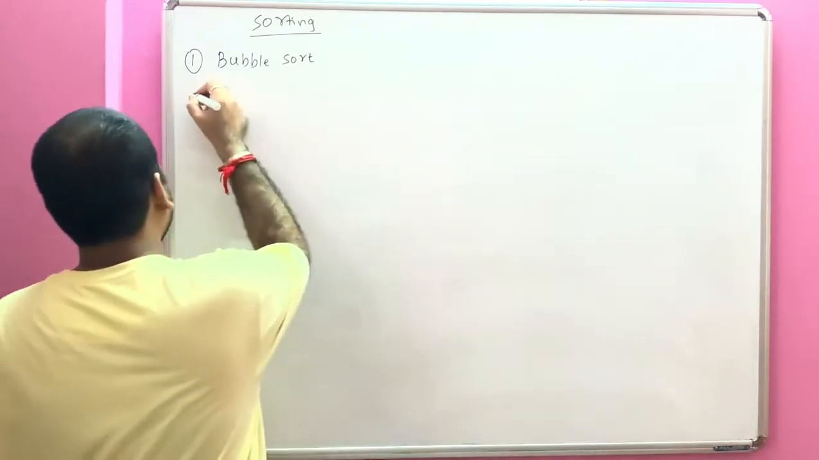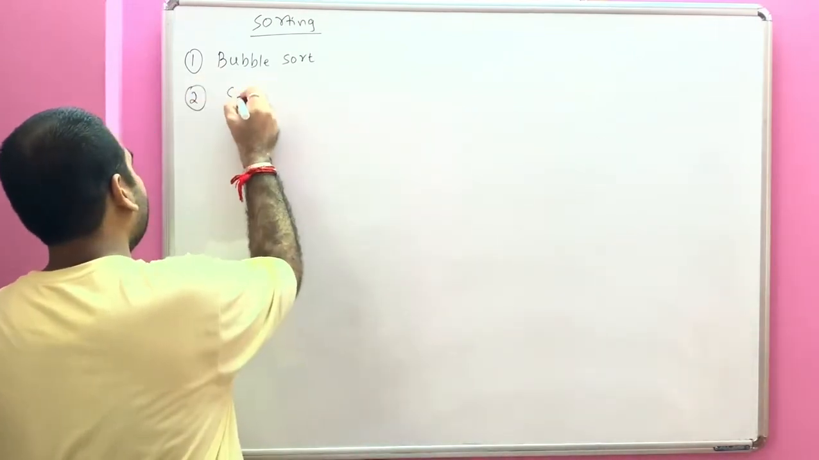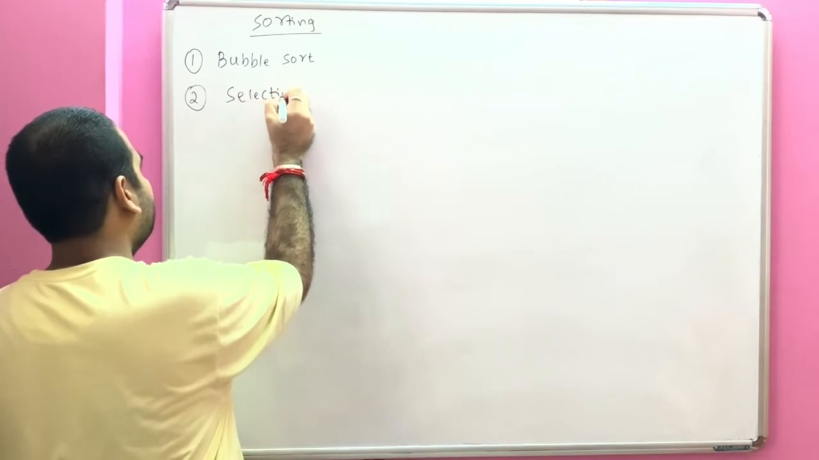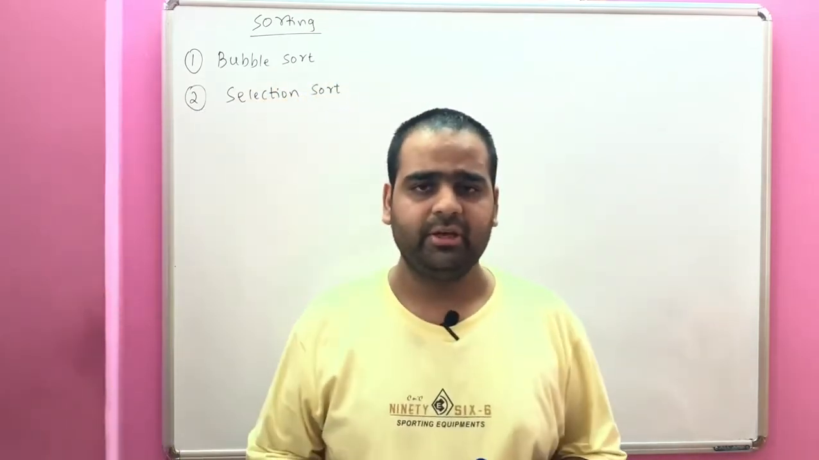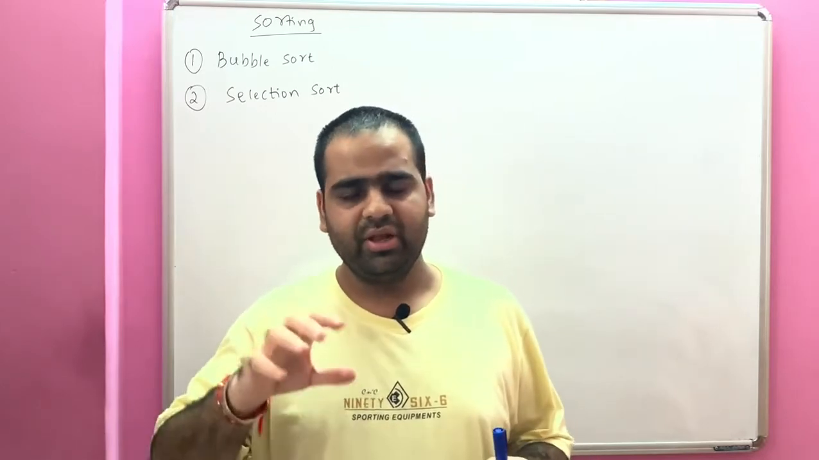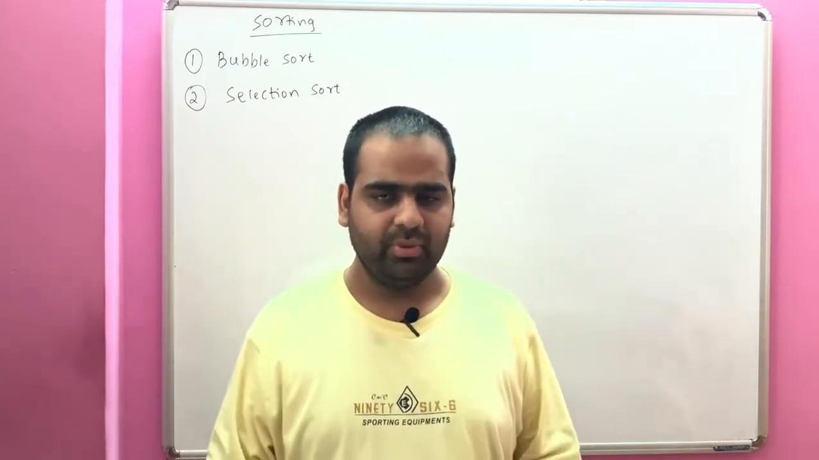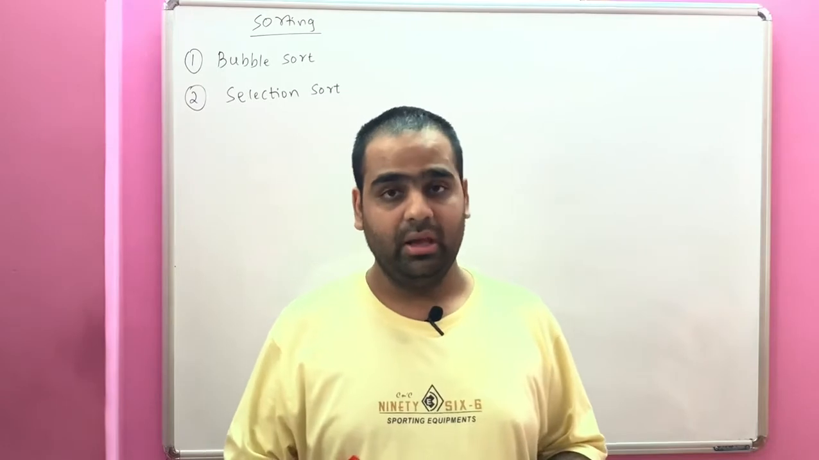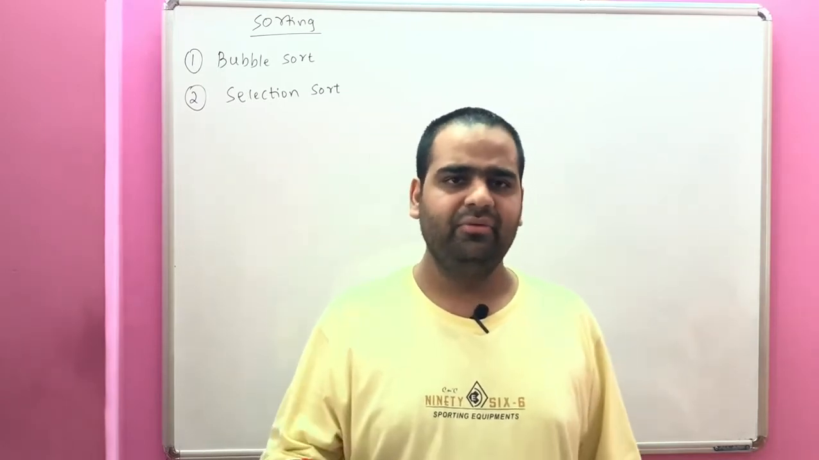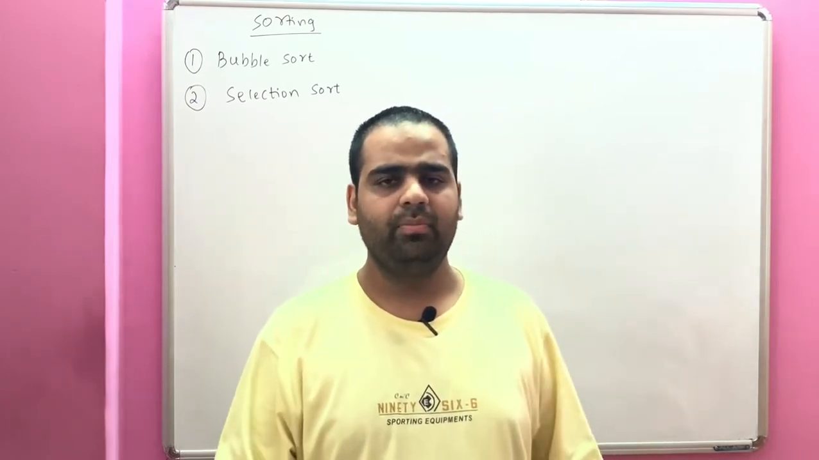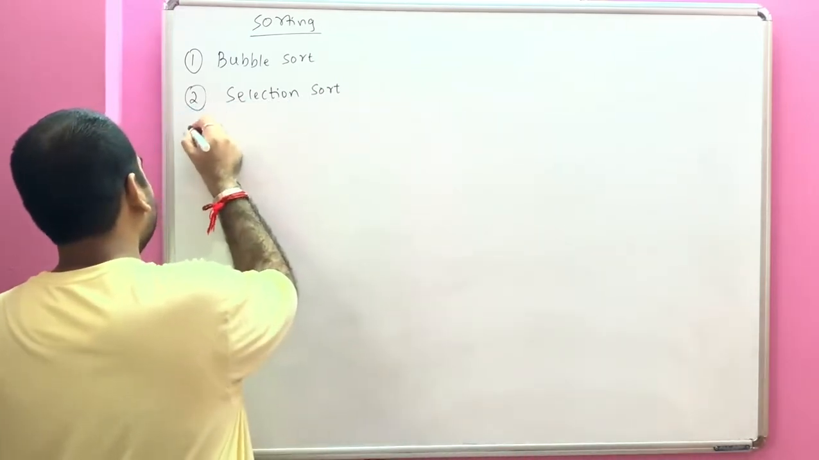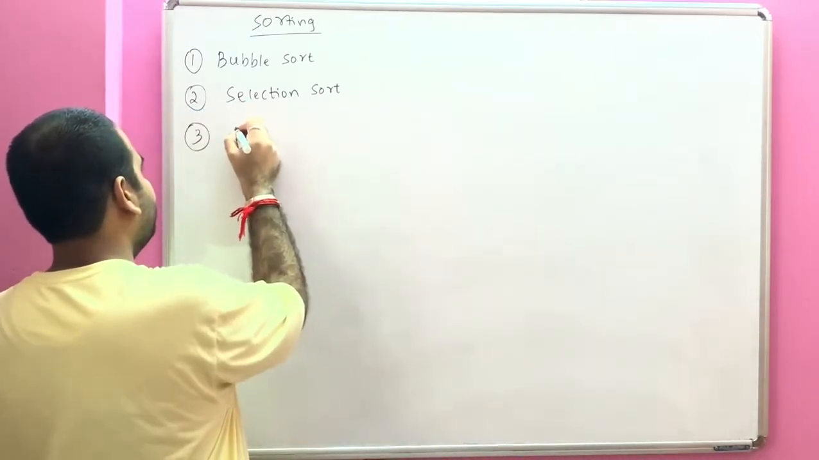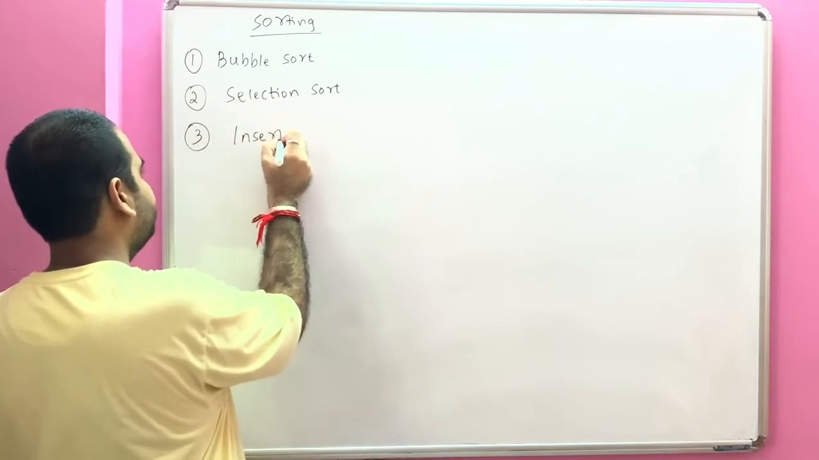Now the second technique that we will see is the selection sort. Now what is selection sort? It is also a brute force technique. Now in this we will select the minimum or the maximum possible element and place at the appropriate index. We will see what is the time and the space complexity of each and everything when we analyze it. The third algorithm which we will see is the insertion sort.